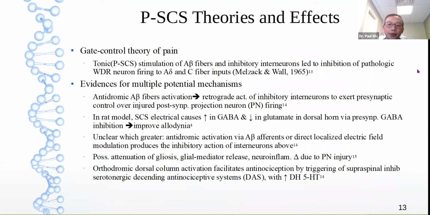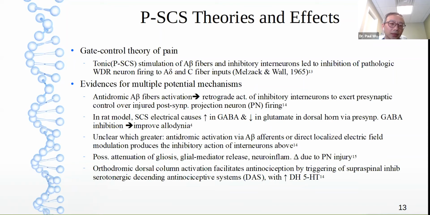The theory of spinal cord stimulation is not definitive. In general, paresthesia spinal cord stimulation has the largest evidence, since that has been used for the longest time. The basic initial theory is what we call gate control theory of pain. This was developed by Dr. Melzack and Dr. Wall, the two neuroscientists who came up with this theory.